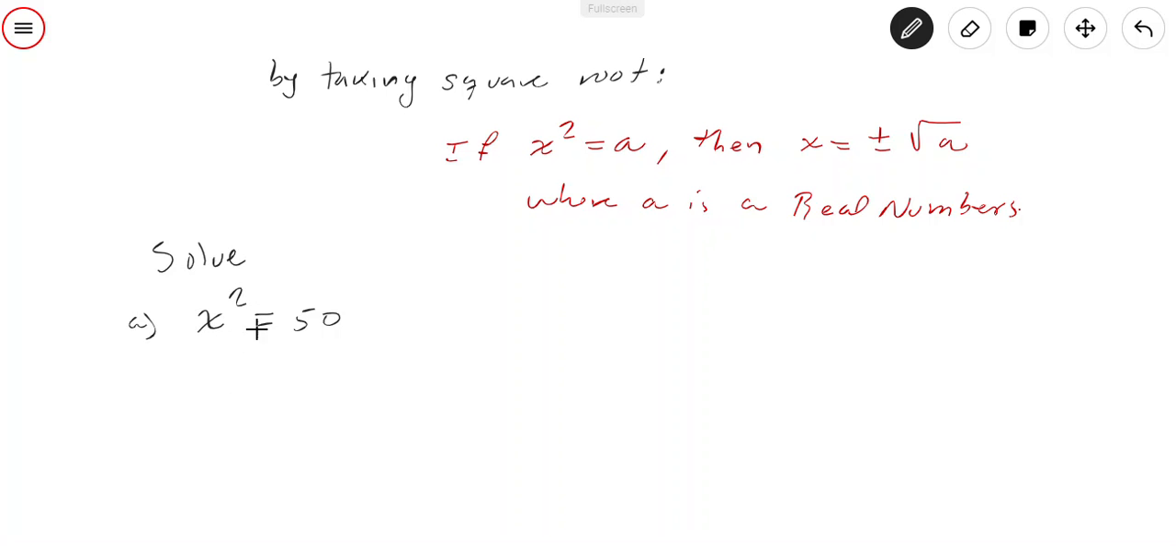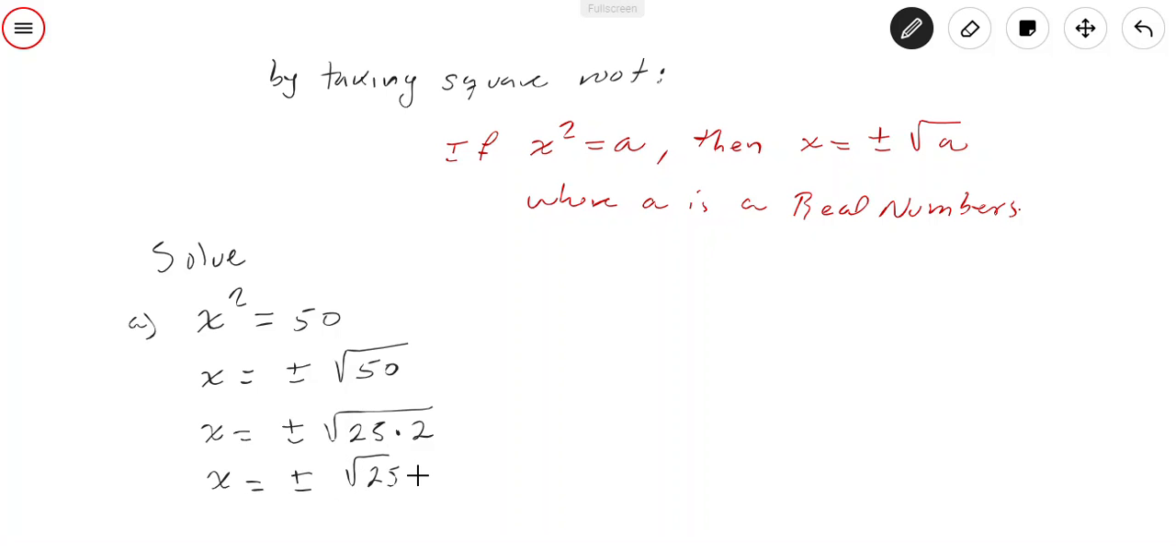So the idea is always to rewrite this as x squared equal a number. So I can say that x equals plus or minus the square root of 50. I know that 50 is not a perfect square number, but I know that 50 contains a perfect square factor, 25. So x equals plus or minus the square root of 25 times 2. Using the product property of radicals, x equals plus or minus the square root of 25 times the square root of 2. So x equals plus or minus 5 square root of 2, because the square root of 25 is 5.